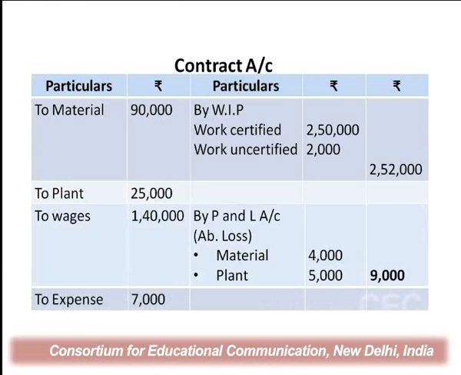So what is the profit and loss account? Here I said, if there is any abnormal loss, that will not be charged to the contract account, that will be separately charged as an abnormal loss, that will be transferred to the profit and loss account. By profit and loss account, abnormal loss of material 4,000, plant 5,000. So this 9,000 is the abnormal loss, right?